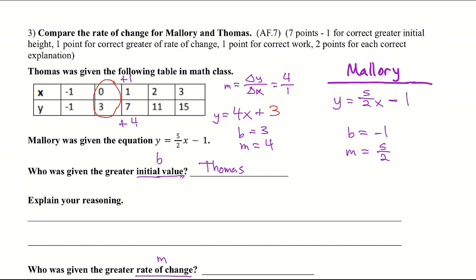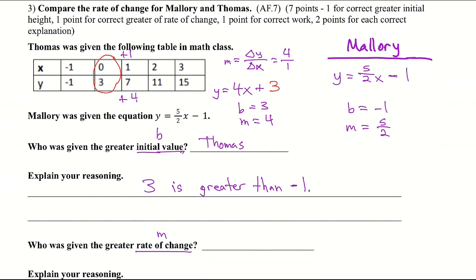Explain your reasoning. I mean, I don't know. 3 is greater than -1. I'm not seeing anything else about this. It just looks like it's numbers. It doesn't look like there's a word problem. There's words in the problem, but it doesn't look like it's asking about anything. So 3 is greater than -1.